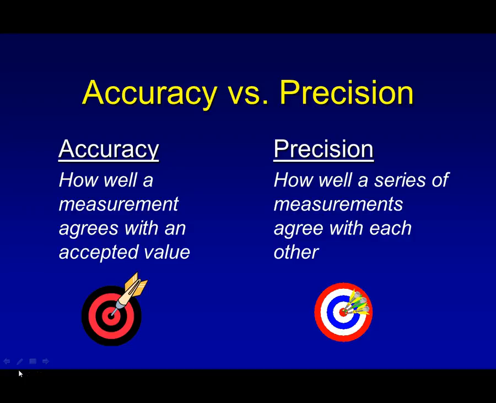When we look at analytical variation, we have two important parameters, and those are accuracy and precision. Accuracy is how well a measurement agrees with an accepted value, whereas precision means how well a series of measurements are in agreement with each other.